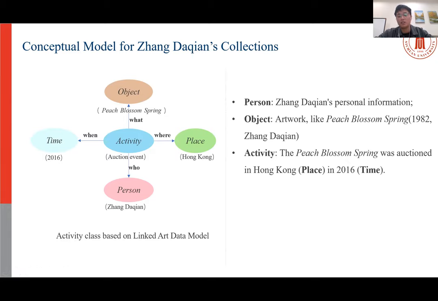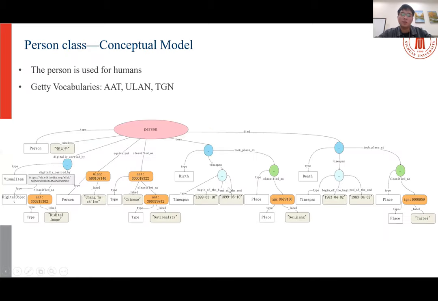Take an example to illustrate. The person class describes Zhang Daqian's personal information. The object class describes his work, like the painting Spring, Peach Blossom Spring. And the activity class describes the event of the work being auctioned in Hong Kong in 2016. In the conceptual model of Zhang Daqian's collections, time and price appear in every event or activity related to him. Therefore, we concentrated on three main classes in the model: person, object, and activity.